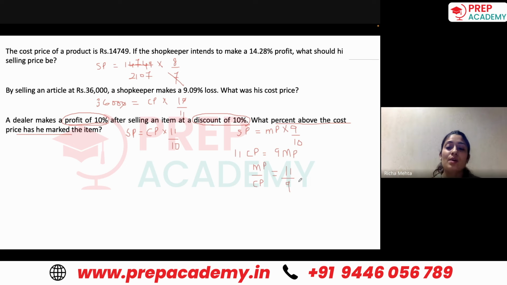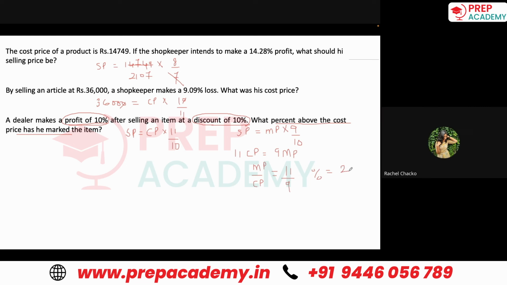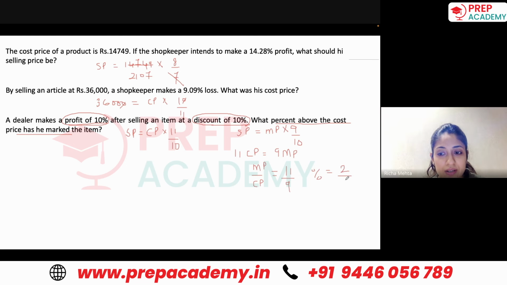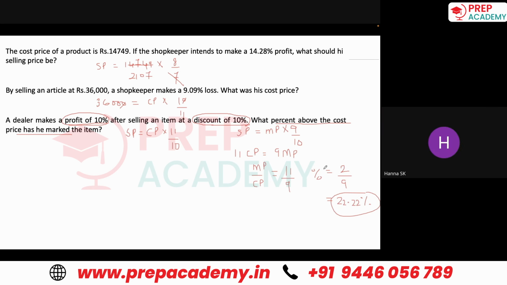So what is your markup over here? 2 rupees, upon cost price 9, into 100, which is nothing but 22.22 percent. Are you understanding this? Yes, ma'am.